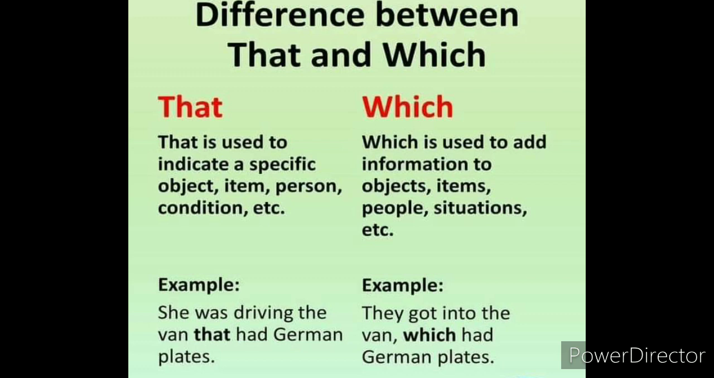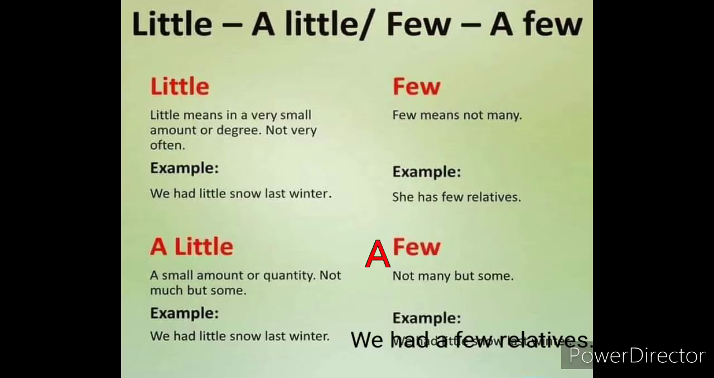Okay? The next card is about little and a little, few and a few. So what's the difference between little and a little? So little means a very small amount or degree, not very often. Okay, so for example, we had little snow that winter, and a little is a small amount or quantity, not much but some. For example, we had a little snow last winter, and I would like to say that the amount of a little is more than little.